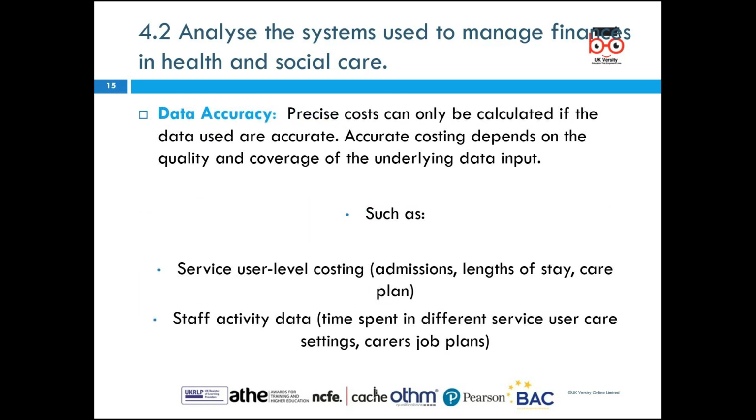Then you've got data accuracy. So you've got to make sure that you put down precise costs and that you calculate it using the correct data so that it's accurate, because it really does make a difference on your figures if they're not accurate. So you're going to be putting data such as, and this is just a very basic thing that I've written on here, service user level costing. So what is your cost for admissions, your cost of your length of stay or your care plan? And then you've got your staff activity data. So what is it costing you for the time that they spend on different services for different care for service users? What time is it costing you for them to be a carer, CPD, and so on?